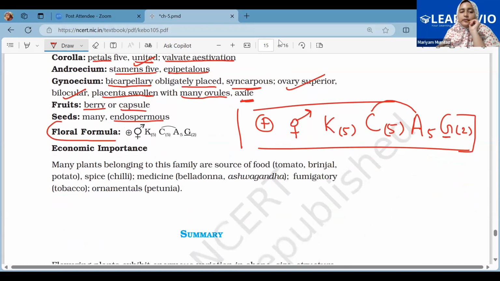Now talking about economic importance, what does this plant do? Many of them are sources of food such as tomato, brinjal, potato. Some of them are spices like chili. Chili also is a member of Solanaceae. Then some of them are medicine sources like belladonna, ashwagandha. Then some of them are fumigatory, something that a person smokes, that is tobacco. And then there are ornamentals used for decoration such as petunia.